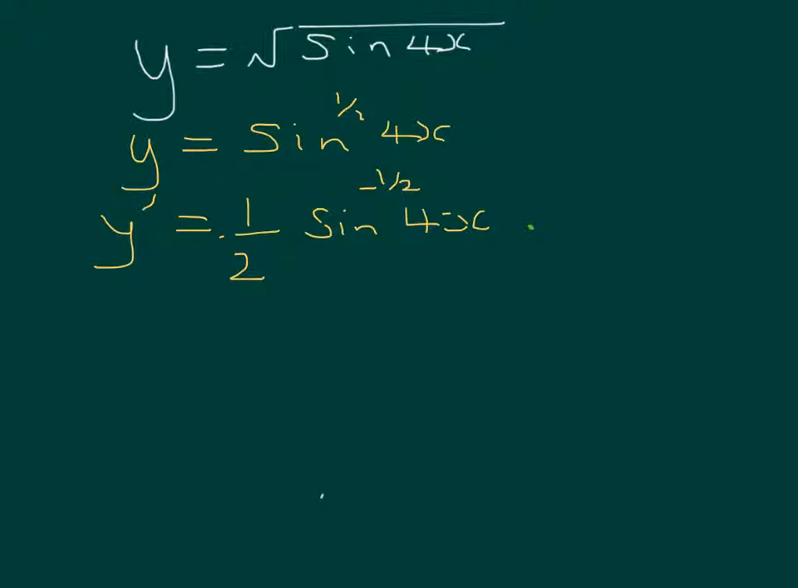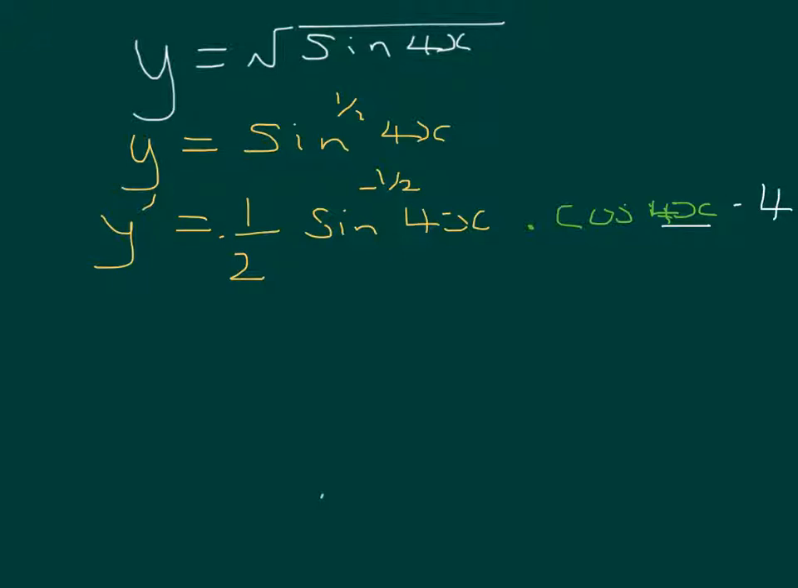But I'm not done. I now need to differentiate my function that was inside my brackets. So inside my brackets I had sine 4x, so I need to differentiate sine 4x. Well, that's just cos 4x. So that's the first thing I need to do. And then I need to multiply by the function that's inside that function. So if I multiply by the differential of 4x, I get 4.